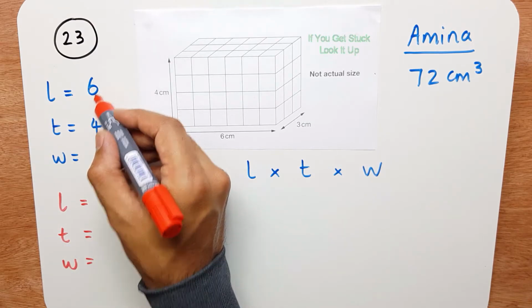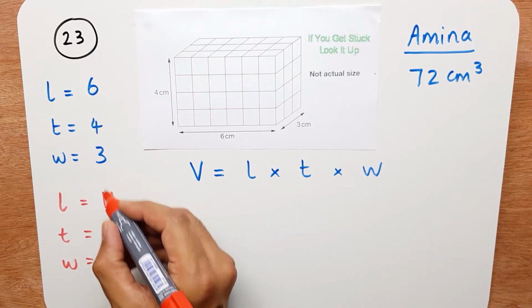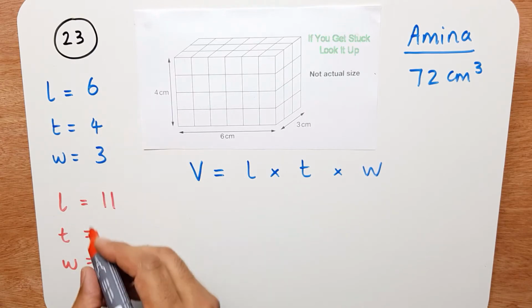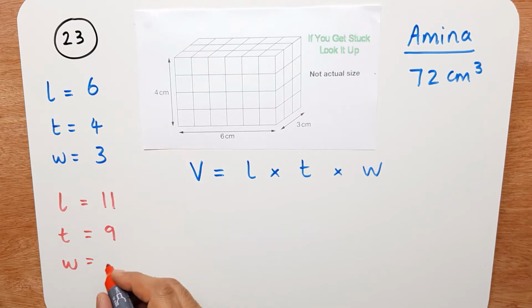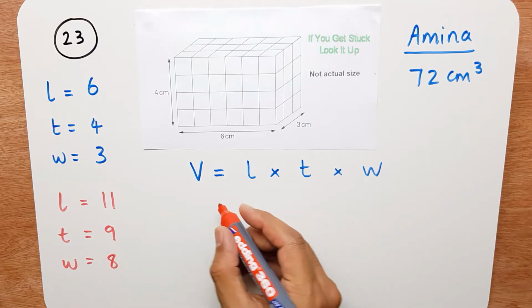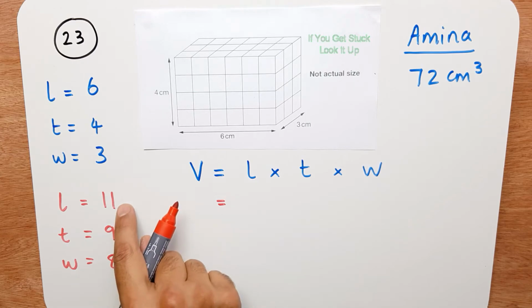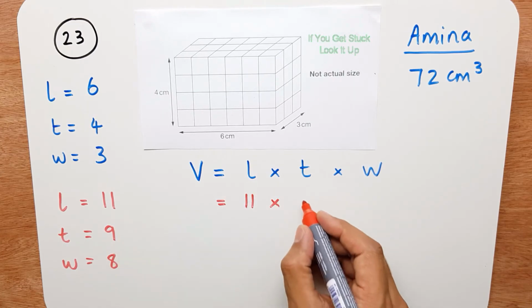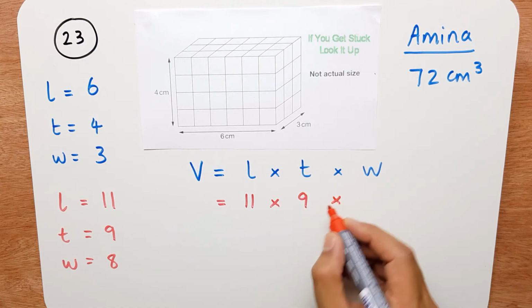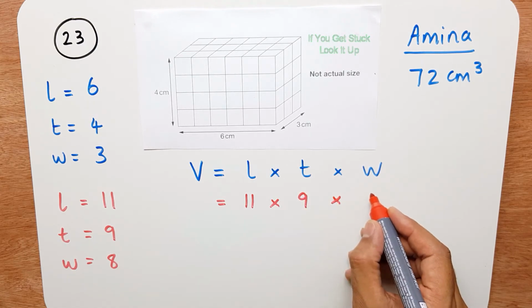So 6 add 5 is 11. 4 add 5 is 9. 3 add 5 is 8. Now we need to work out Stefan's volume. So let's go ahead and do that. 11 times 9 times 8.